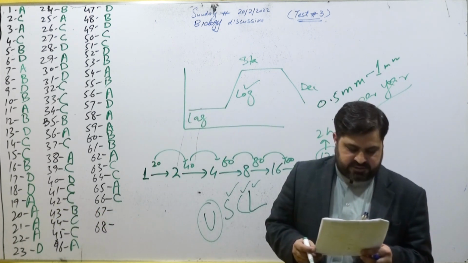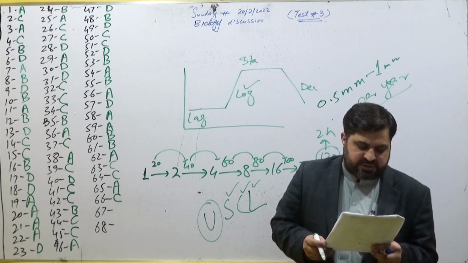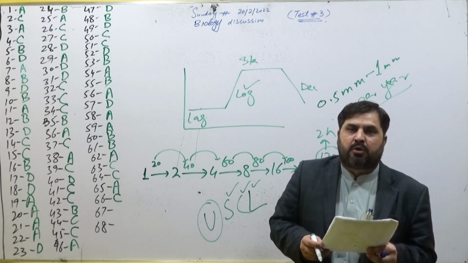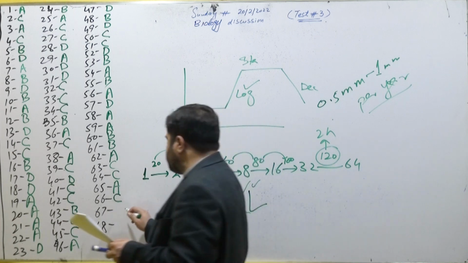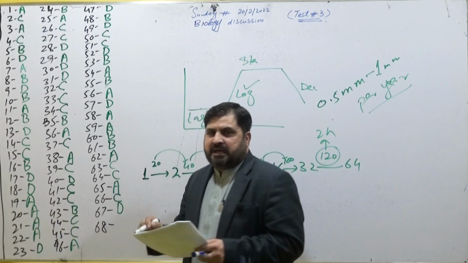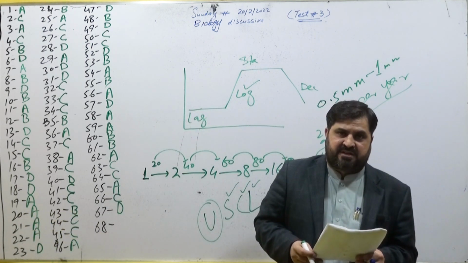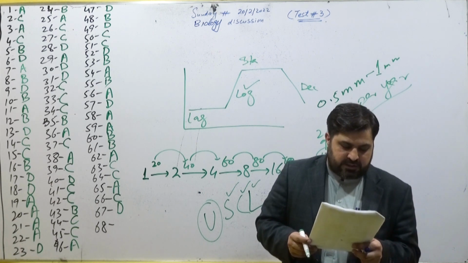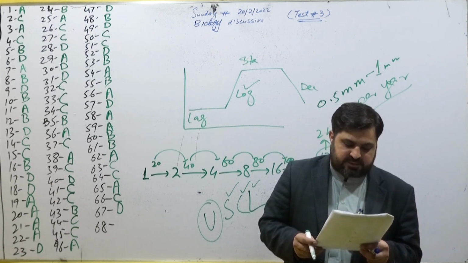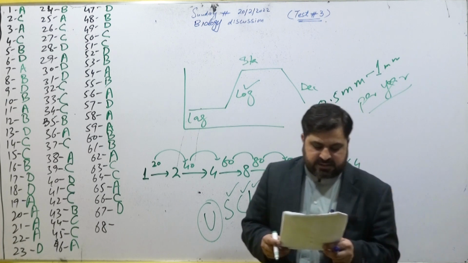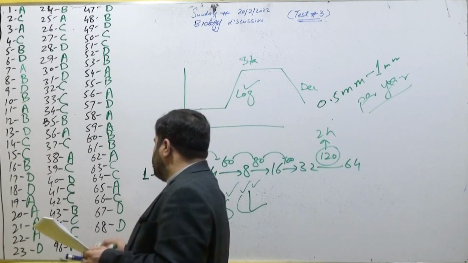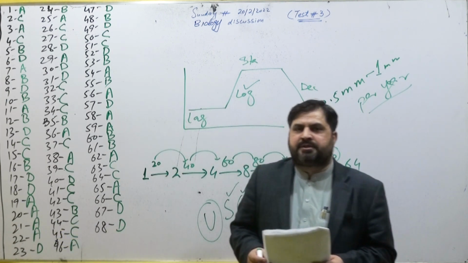Coming toward MCQ number 67, which one of the following is the most advanced group of algae? Chlorophyta is the most advanced, so that's why Chlorophyta is also considered to be the possible ancestor of plants. Coming toward the last MCQ, the ability to fix atmospheric nitrogen is found in some blue-green algae. So that's today's biology test discussion.